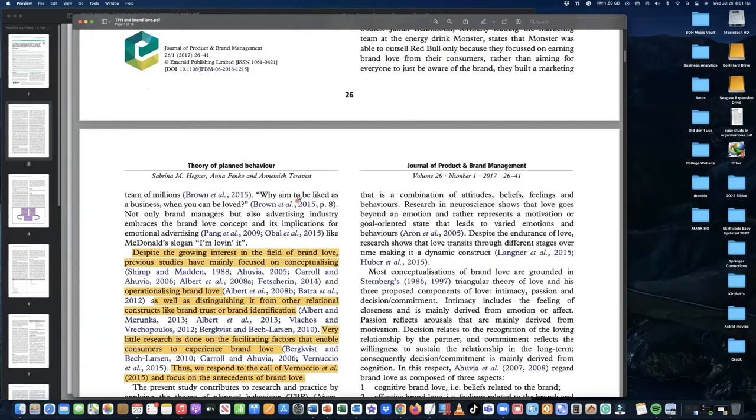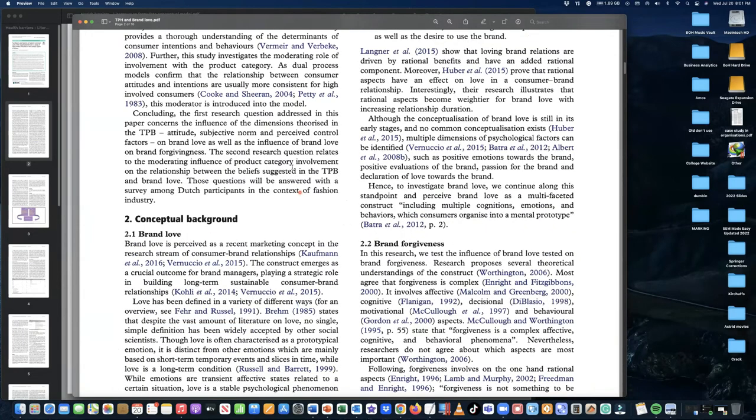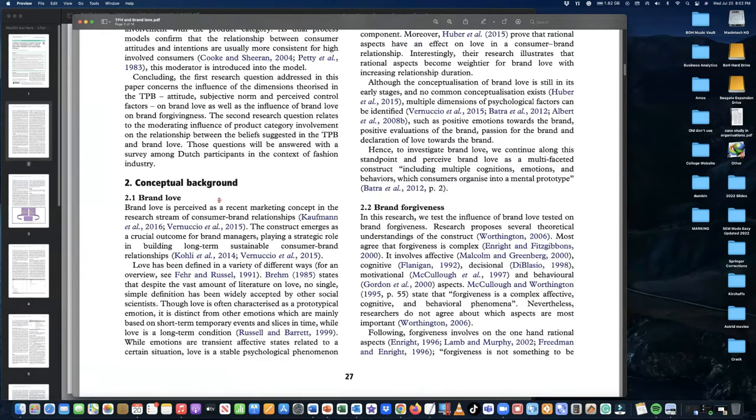So he began by discussing brand love. Brand love is a concept on its own. I'll also explain later how concepts can be used as conceptual models, conceptual frameworks. So brand love is the concept you are studying in relationship marketing. Brand love, if it exists, leads to brand forgiveness, which is an outcome of brand love. So when you love a brand, you are likely to forgive the brand.